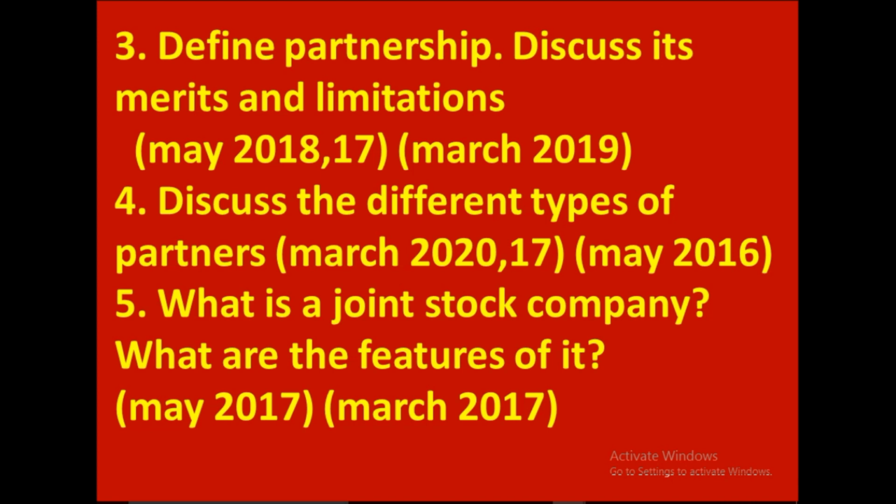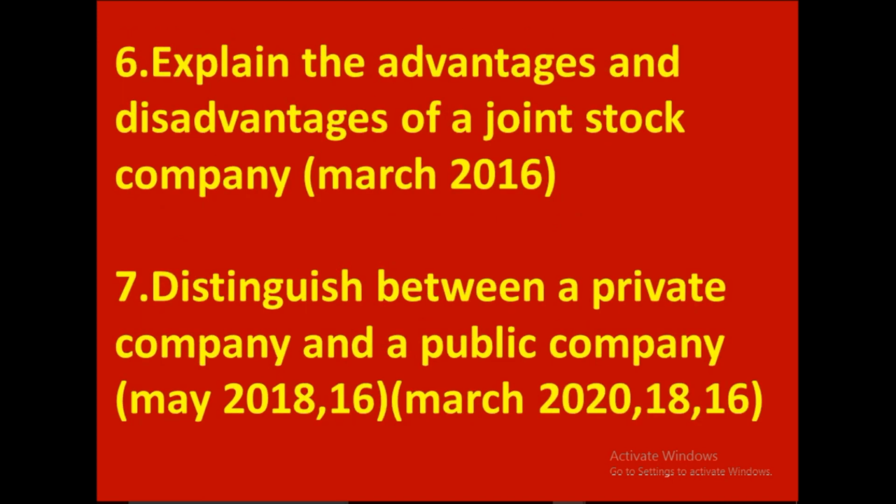This question came in May 2018, May 2017, March 2019 public examinations. Fourth question, discuss the different types of partners. In brackets, you can see the years in which this question came in public examination. Fifth question, what is a joint stock company? What are the features of it?